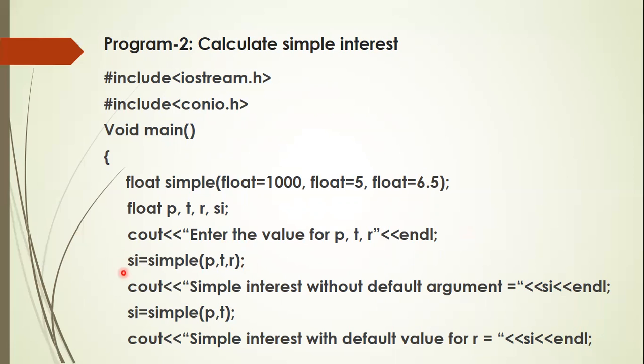So now what happens in the first example, I'm calling the function with all the 3 arguments, meaning these values 1000, 5 and 6.5 are not considered. So display the message simple interest without default argument, whatever value you got for SI you display. So first example, no default values are used. Second case, SI equal to simple function P comma T. So here the last argument is missing. So P value, whatever value you have inputted, you will take it. T value, whatever value you have inputted, will take it, and for R it will take the value of 6.5. Next.